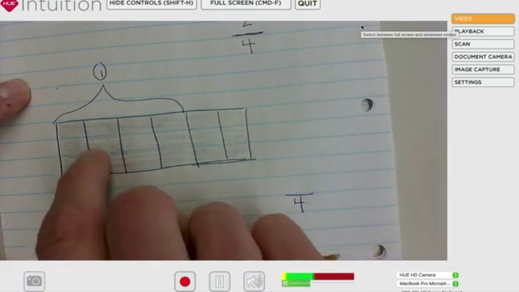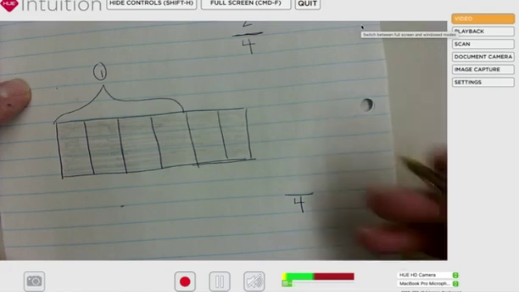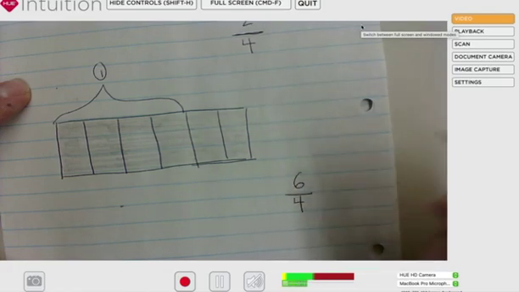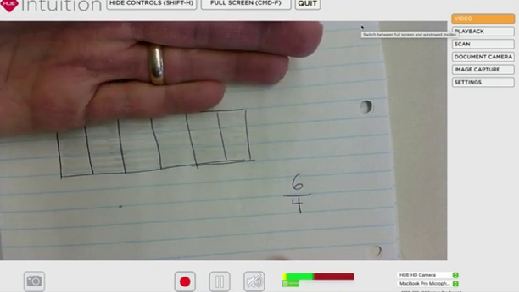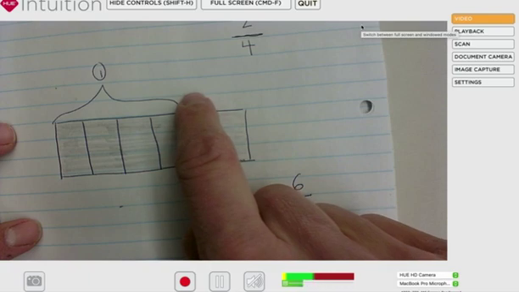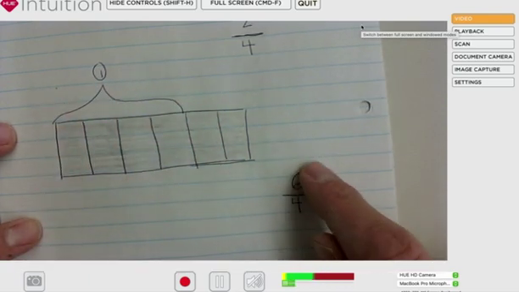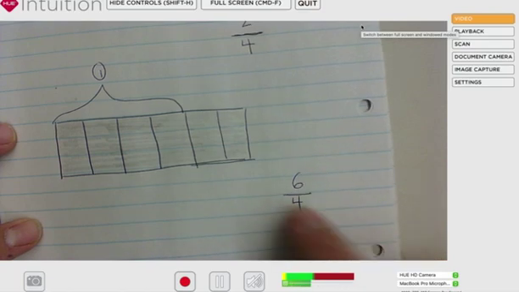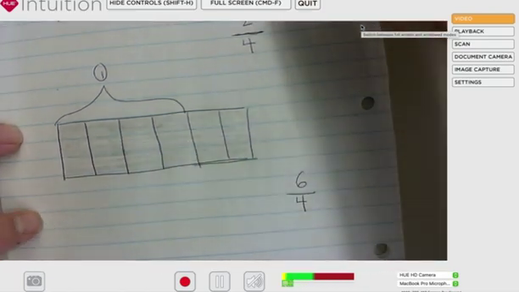And since they're all shaded in, and there are 6 of them, the top number is going to be a 6. This is what we call a greater than 1 fraction, because if this wasn't here, we would have no idea, we wouldn't know what to do. But since this tells us that there's a hidden 1 inside, the top number is going to be larger than the bottom. 6/4, because every one of these is 1/4.